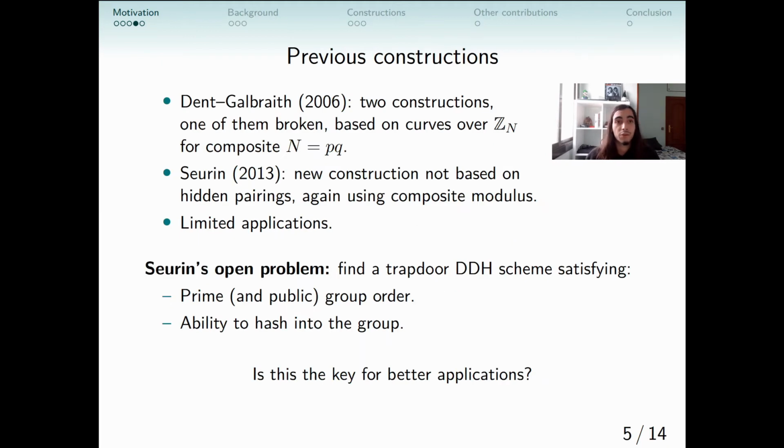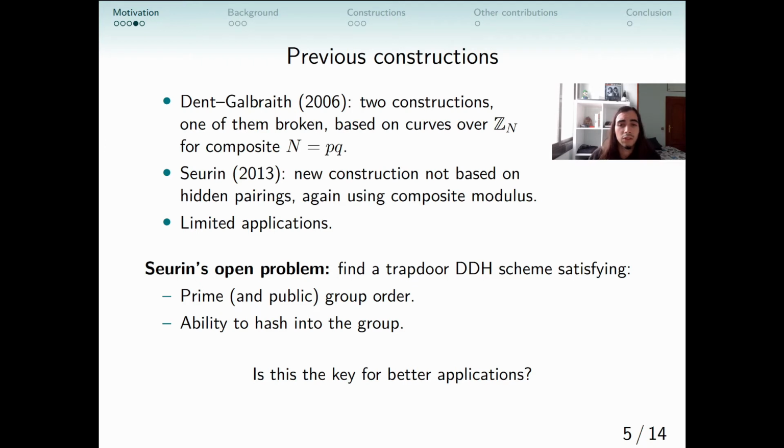As for previous constructions in this line of research, there's essentially two papers. One is the Dent and Galbraith paper from 2006, which introduced the primitive, the notion of Trapdoor DDH. And they provided two constructions. One of them is currently broken and the other still stands. But they were based on curves over RSA rings, so rings modulo n, for n some product of two primes.